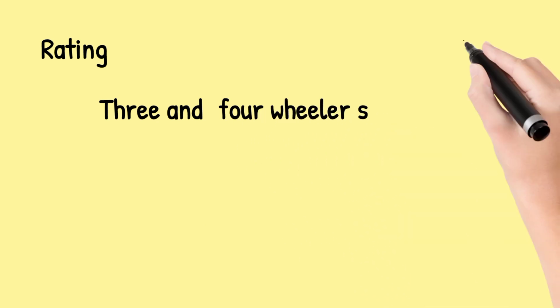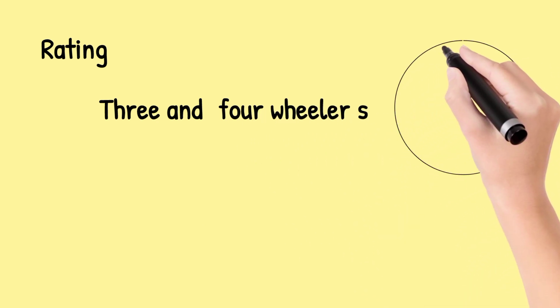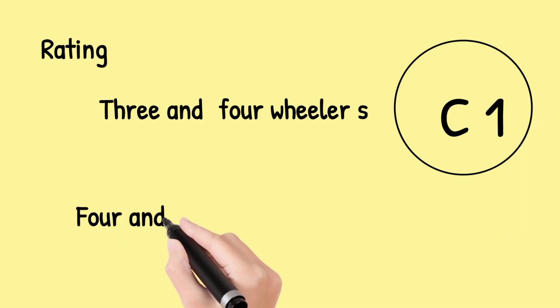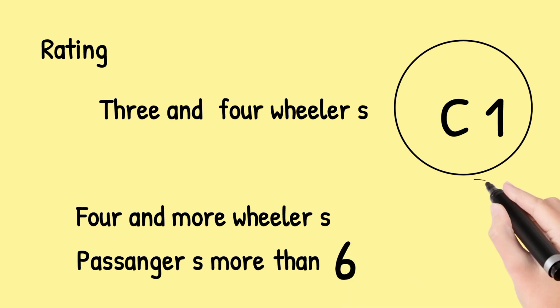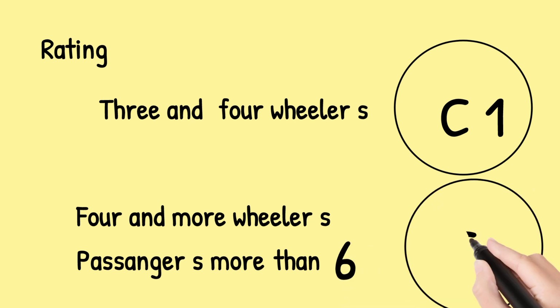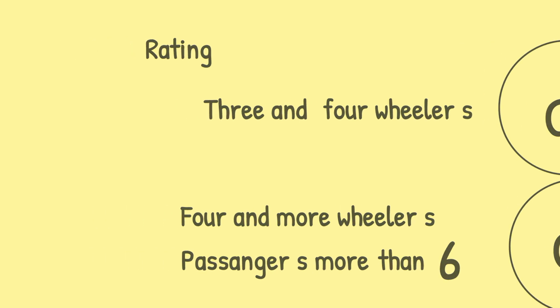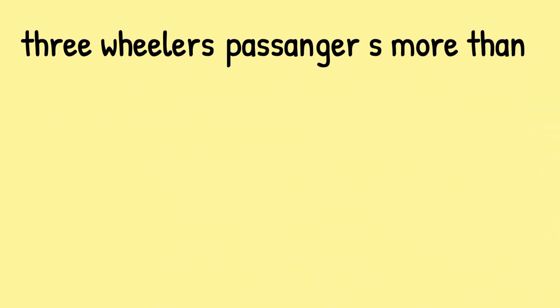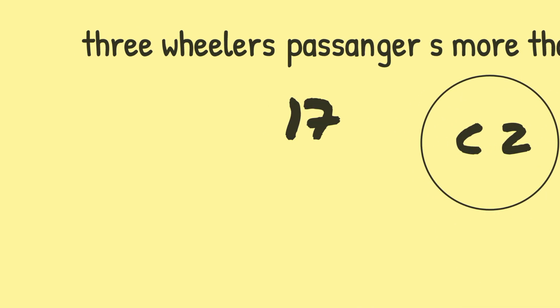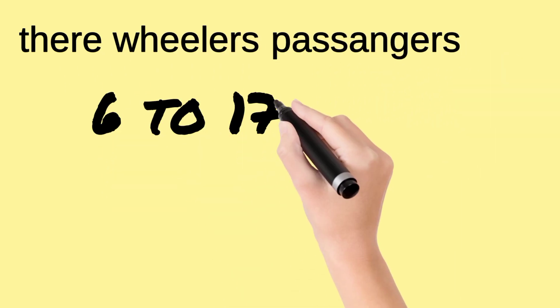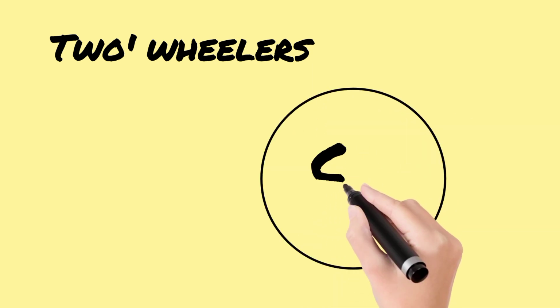Rating 3 and 4-wheelers are C1. 4 and more wheels, passengers more than 6, C2. 3-wheelers, passengers more than 17, C2. 3-wheelers, passengers 6 to 17, C3. 2-wheelers, C4.